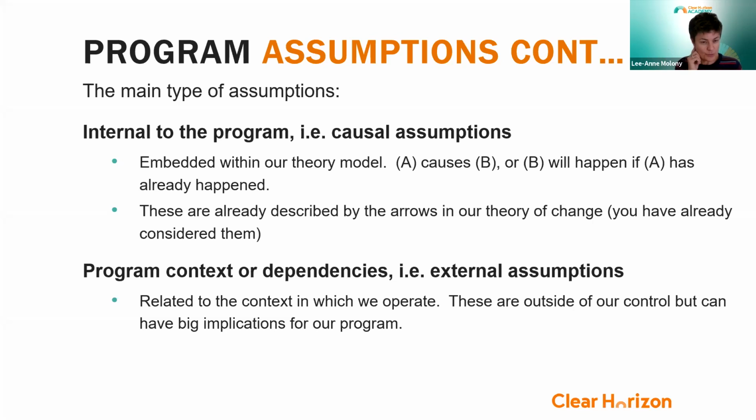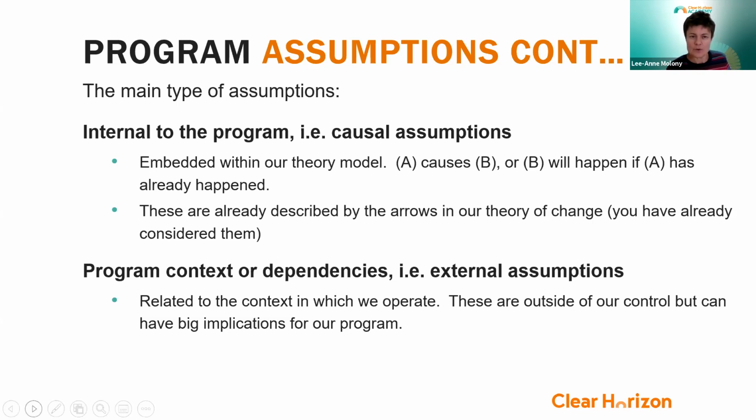External assumptions, or program context and dependencies, are related to the context, and they're outside of our control. They have big implications for our program. An assumption might be, we're assuming that the government is not going to suddenly change its policy on the relative importance of agriculture in our economy. That's a big external assumption that we make, and we hope those things are relatively stable so that the work that we're doing can continue to operate in that fairly consistent policy context. That's an example there.